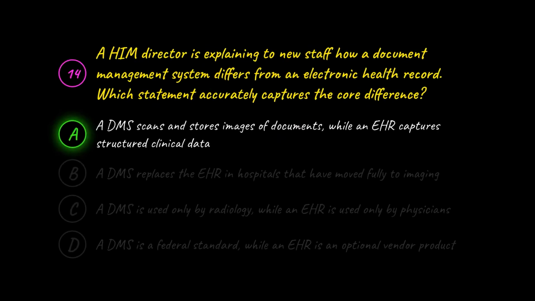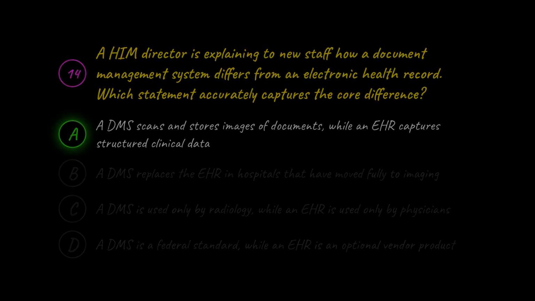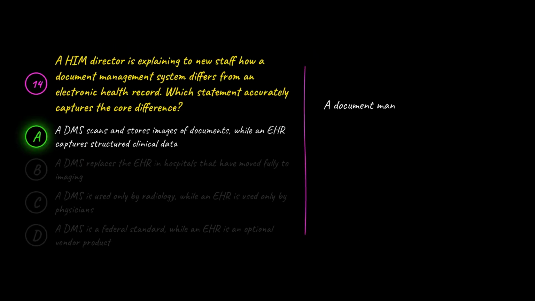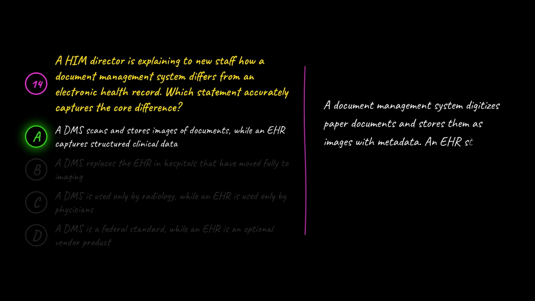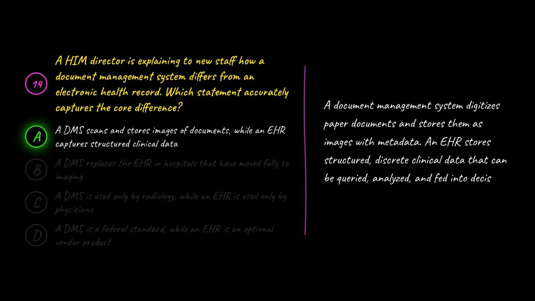The correct answer is A. A DMS scans and stores images of documents, while an EHR captures structured clinical data. A is correct because a document management system digitizes paper documents and stores them as images with metadata. An EHR stores structured, discrete clinical data that can be queried, analyzed, and fed into decision support.